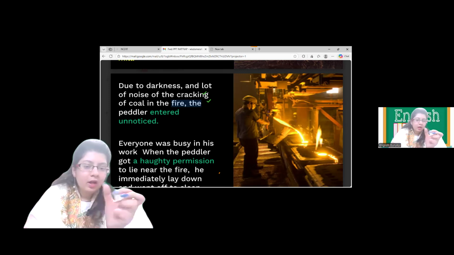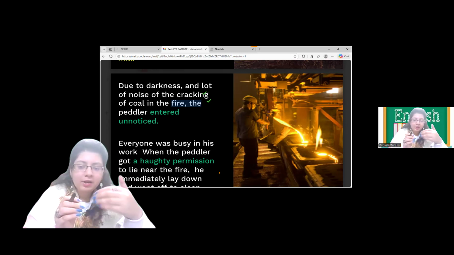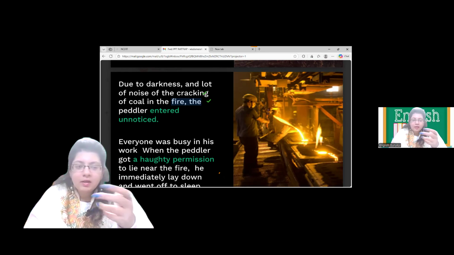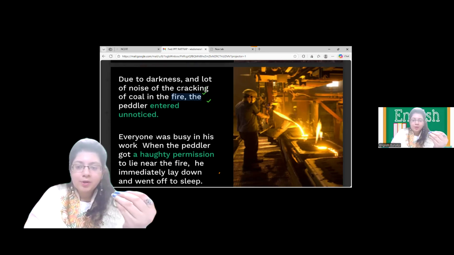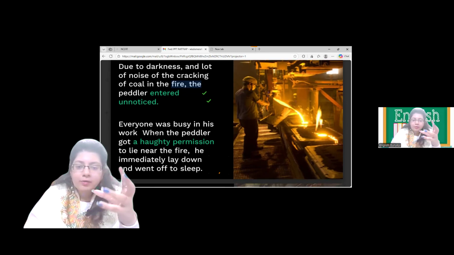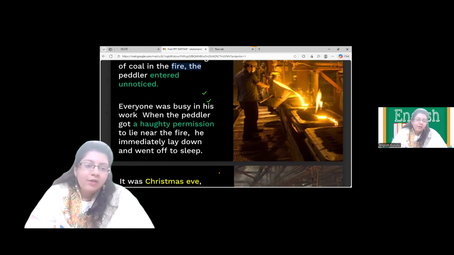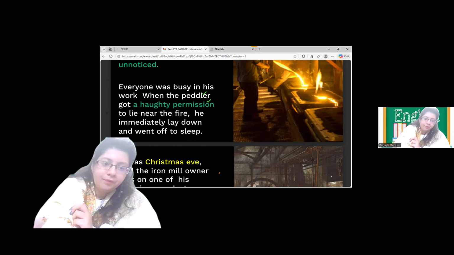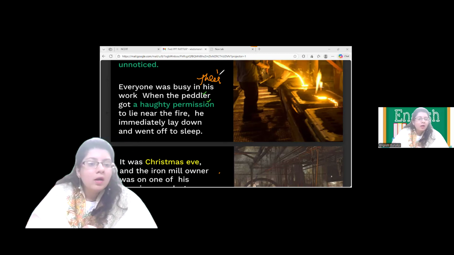So the peddler entered unnoticed, and he took this as an opportunity to escape without being noticed by anyone. If he had taken the highway, he would have been noticed and then put in prison. But now he got the best opportunity, to escape without being seen in the darkness of the night too. Everyone was busy in their work.